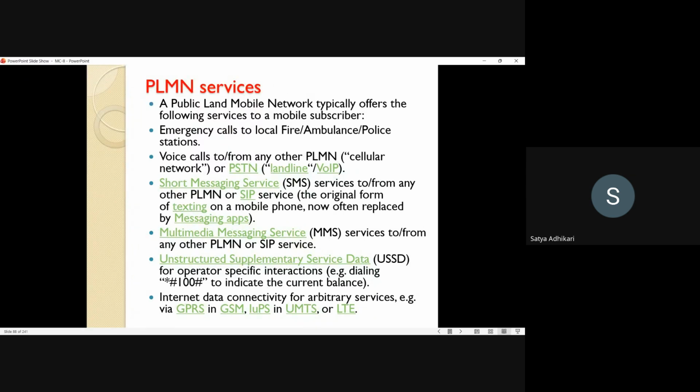Internet data connectivity for arbitrary services via GPRS or in GSM, EDGE and UMTS, and also LTE. We already discussed these technologies, LTE, GPRS, GSM, in our previous slide.